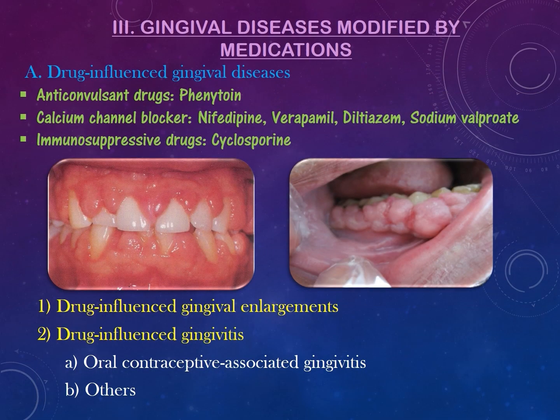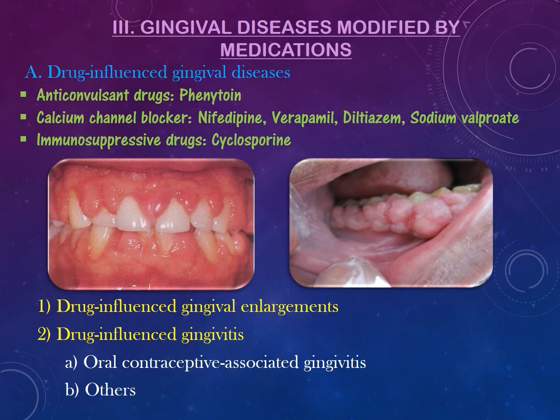Next is the gingival diseases modified by medications. They are drug-induced gingival diseases which involve drug-induced gingival enlargements and drug-induced gingivitis caused by oral contraceptives. The drug-induced gingival diseases are basically caused by the anticonvulsant drugs such as phenytoin, calcium channel blockers such as nifedipine, and immunosuppressive drugs such as cyclosporin.